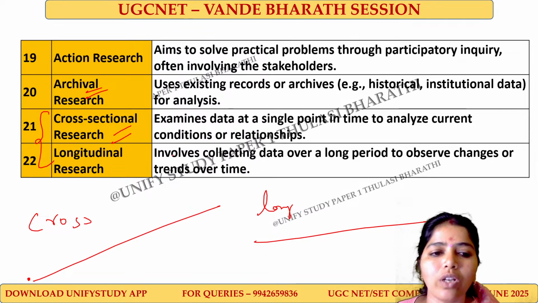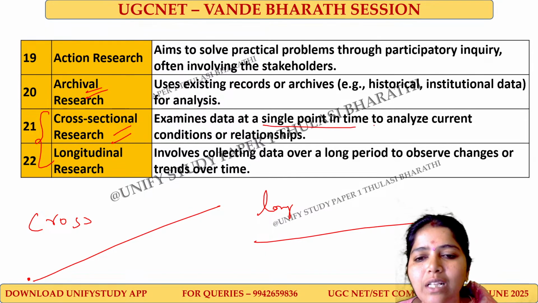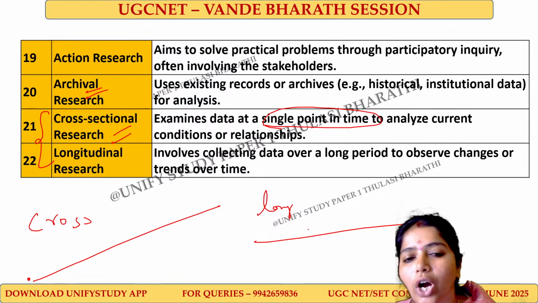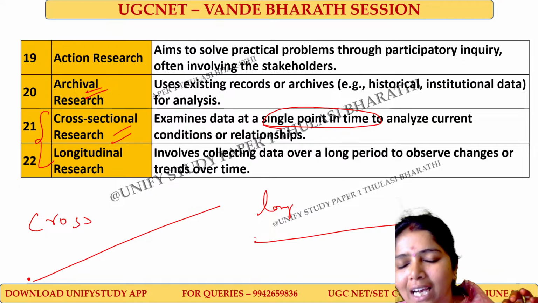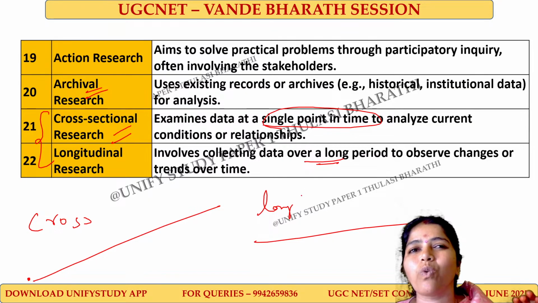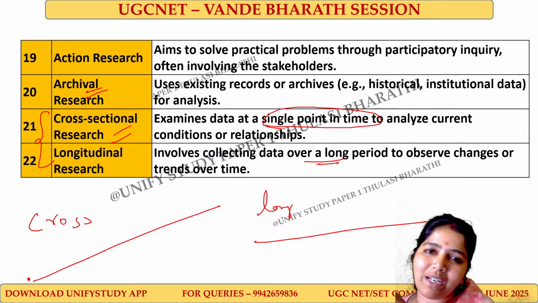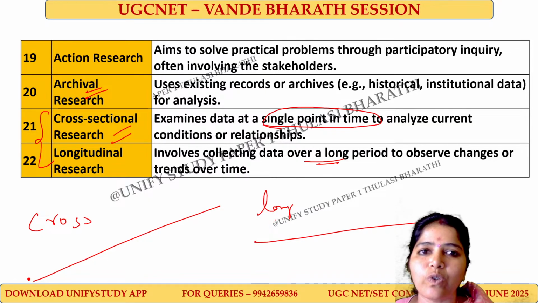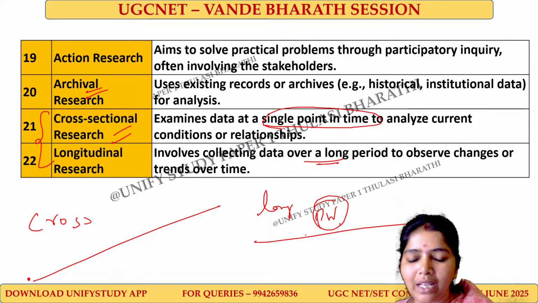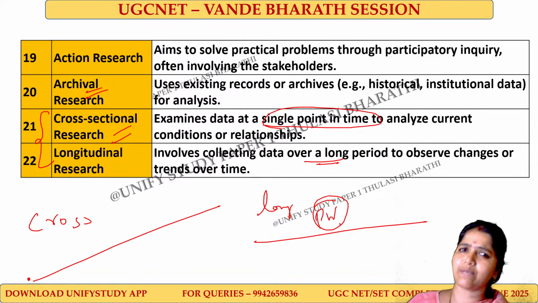Right, and this is called cross-sectional. It examines data at a single point in time to analyze the current conditions and relationships. Longitudinal research involves data collection over a period of time to observe what kind of changes have happened. That's called trend analysis, which will be done using longitudinal research. I'll give you a better example: pregnant women. Yes, pregnant women. These are the different methods, mostly covered by this area only.